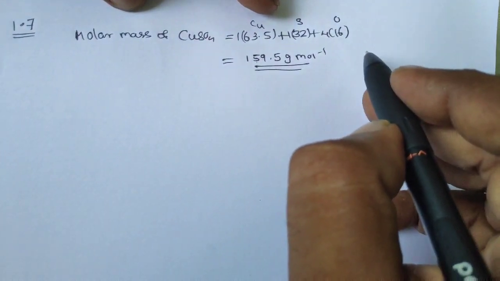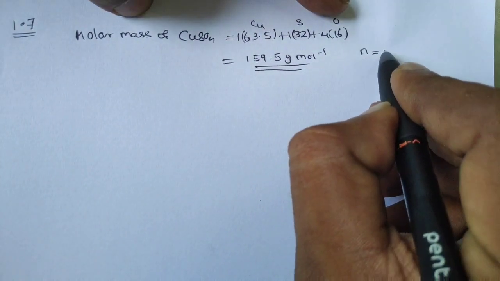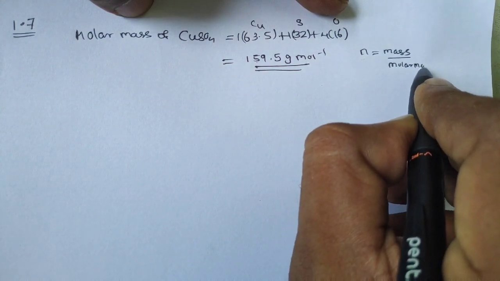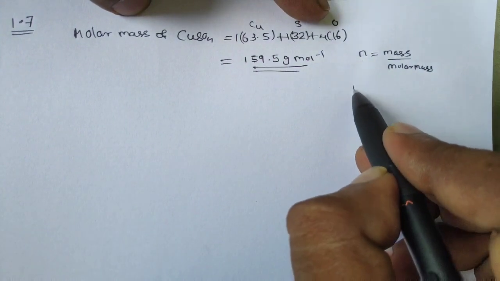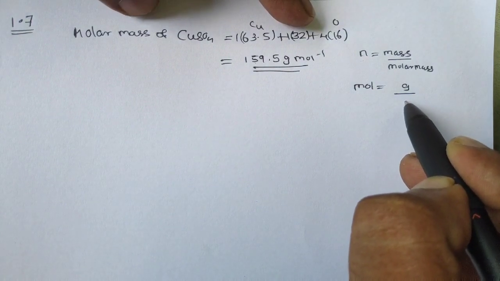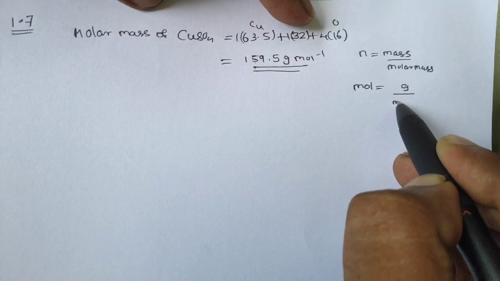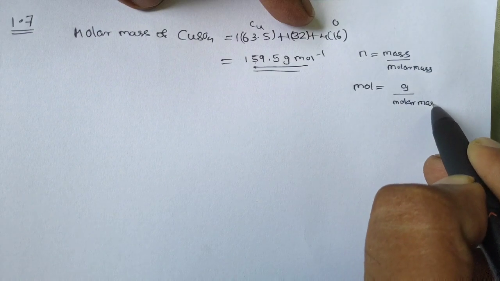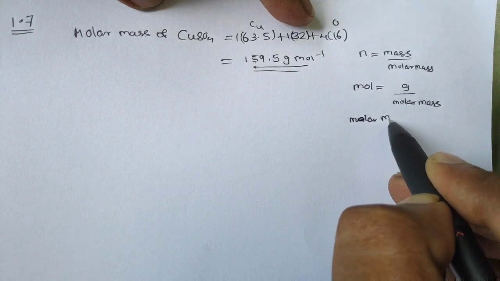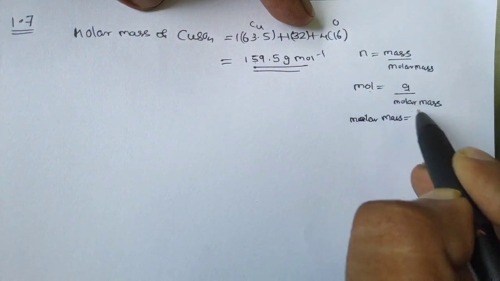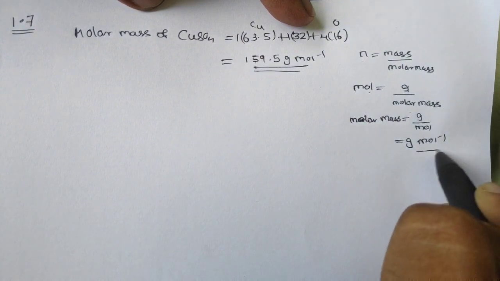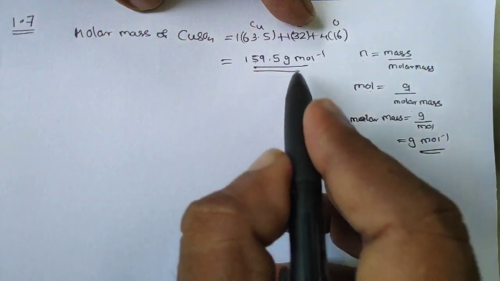So why is this gram mole inverse? Very simple thing. Number of moles is equal to mass upon molar mass. Clear? The number of moles is in mole, mass is in gram, and molar mass is also in grams only. So if you want to find the molar mass unit, molar mass is equal to gram upon mole, which is equal to gram mole inverse. So the unit of molar mass is gram mole inverse.